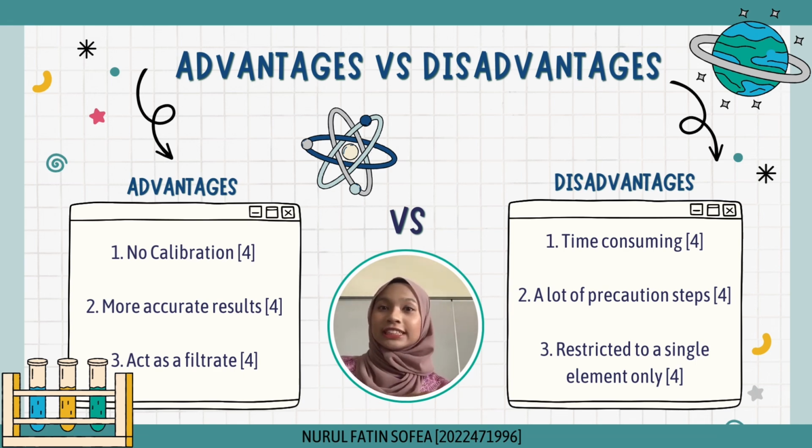Now, we look at the disadvantages. Gravimetric analysis needs a long time to complete, so it is very time-consuming. Not only that, this method requires a lot of precaution steps. If we mess up one of the steps, it will spoil the analysis process. Last but not least, gravimetric analysis is restricted to a single element only, where we cannot analyze more than one element at a time.